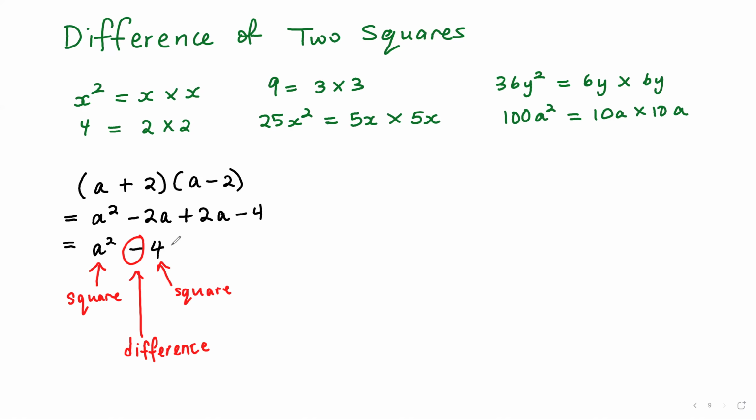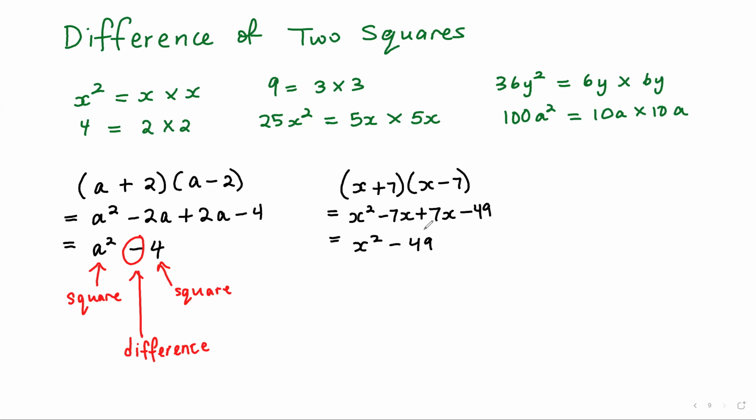So anytime you see, like, let's use a different number since I already have 10 up there. Another square number could be, well, let's just use any number actually. x plus 7 by x minus 7. Well, this will end up being x squared minus 7x plus 7x minus 49. And again, the plus 7 and minus 7 will just cancel because it'll be 0. So you'll end up with x squared minus 49. So here you have a difference of squares again.